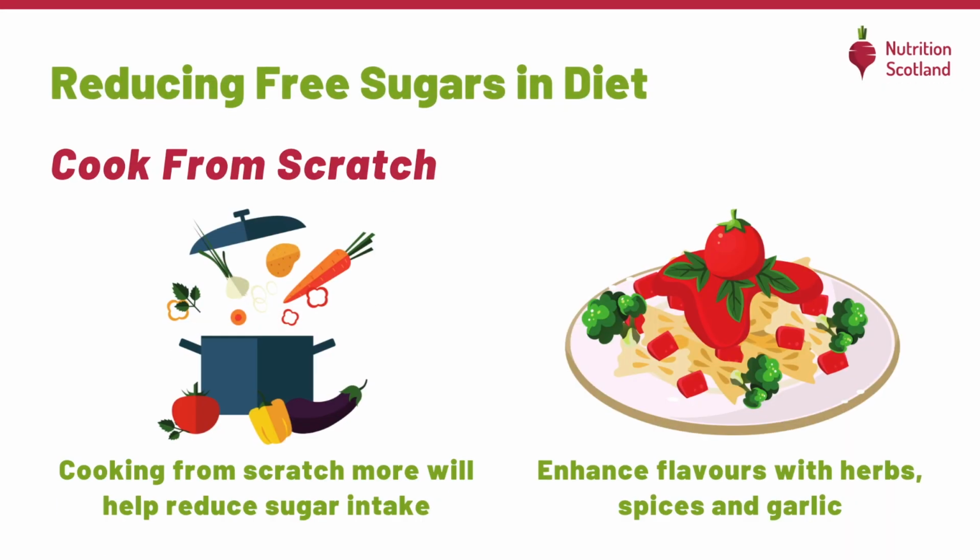Cooking from scratch is a really great way to limit the amount of free sugars in your diet. Instead of using pre-made sauces which might contain added sugars, we can make a sauce or a meal from basic ingredients and flavor it to our liking with garlic, herbs, and spices. This means that we can limit the addition of free sugars altogether.